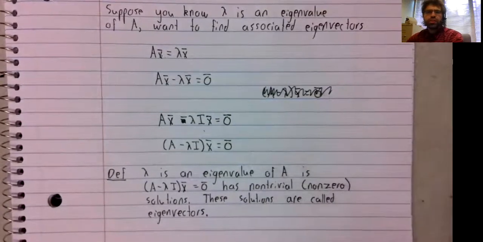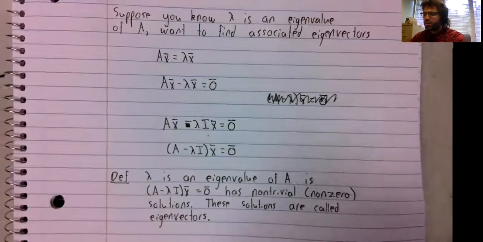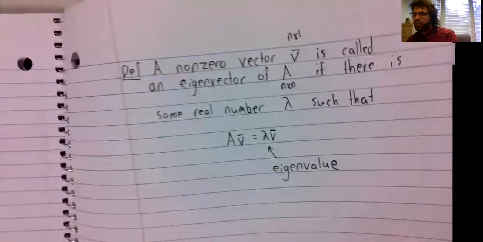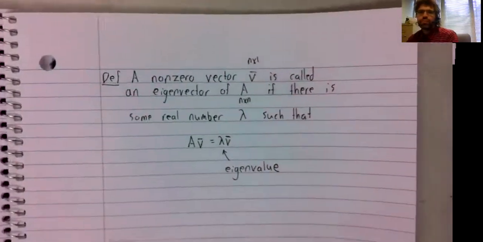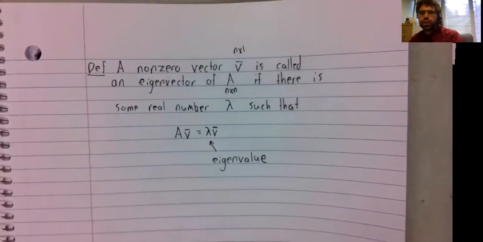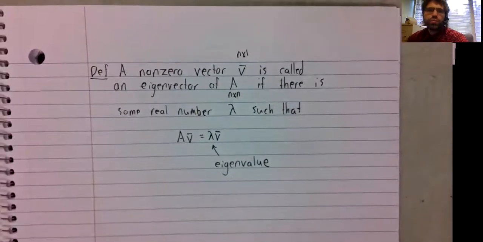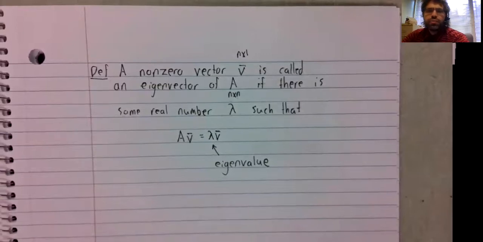So this definition is equivalent to the definition we started out with. It's just a different point of view. Eigenvalues and eigenvectors are defined in terms of one another. You can't have a definition that includes one but not the other.